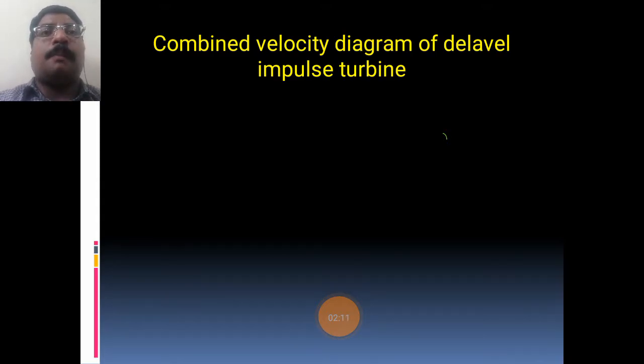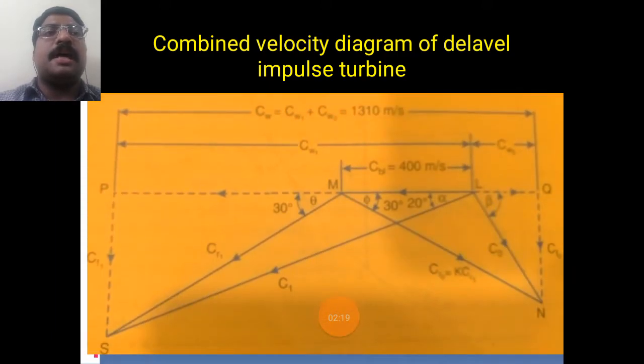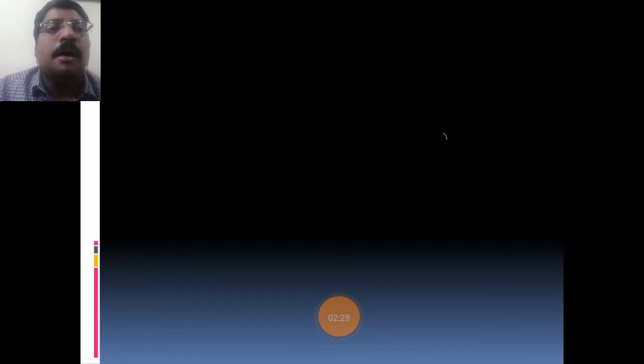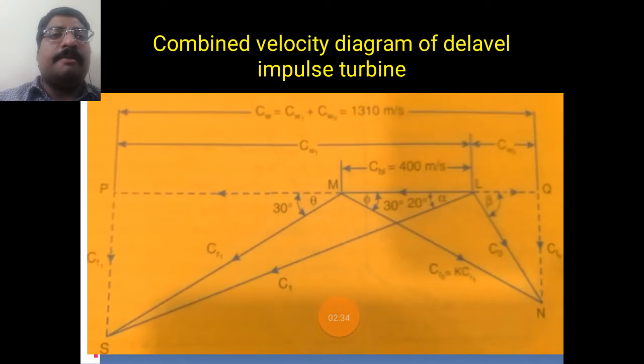So we solve the problems on impulse turbines or reaction turbines by drawing the combined velocity diagram. This is the combined velocity diagram of the De Laval impulse turbine as per the data given in the problem. Let us learn how to construct it. Before drawing the combined velocity triangle, first of all we have to remember the terminologies placed at particular positions, like alpha, beta, theta, phi, C1, CR1, C0. We have to remember which terms are placed at which position.